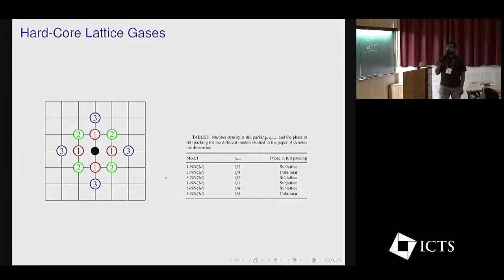So depending upon the exclusion criteria, we have several models like 1NN, 2NN, 3NN in 2D and 3D, and they have different densities. And we see that at full packing, there are two kinds of ordering. One is sublattice and the other is columnar.